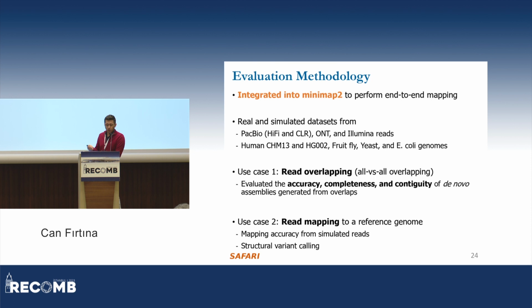First use case is read overlapping, all versus all overlapping. So we evaluated the accuracy, completeness, and contiguity of the DNA assemblies as well generated from overlaps. And then second use case is read mapping to reference genome. So we evaluated the accuracy of mapping and as well as like we performed structural variant calling.